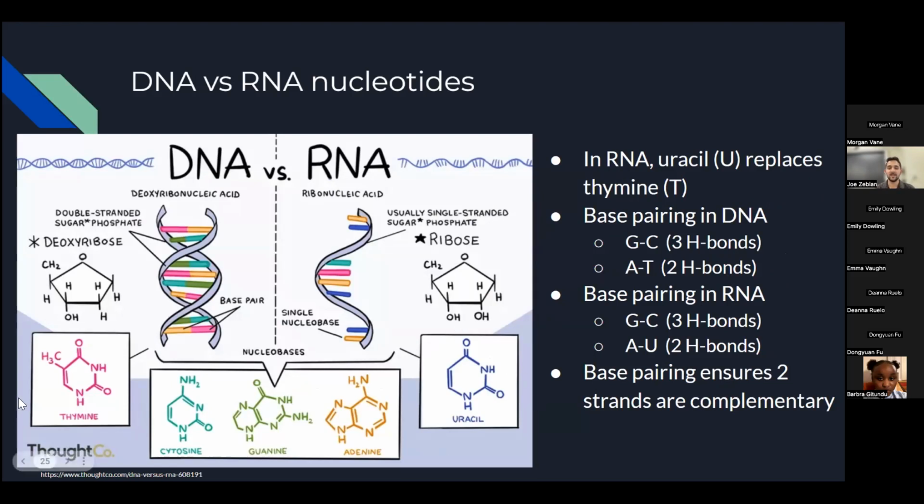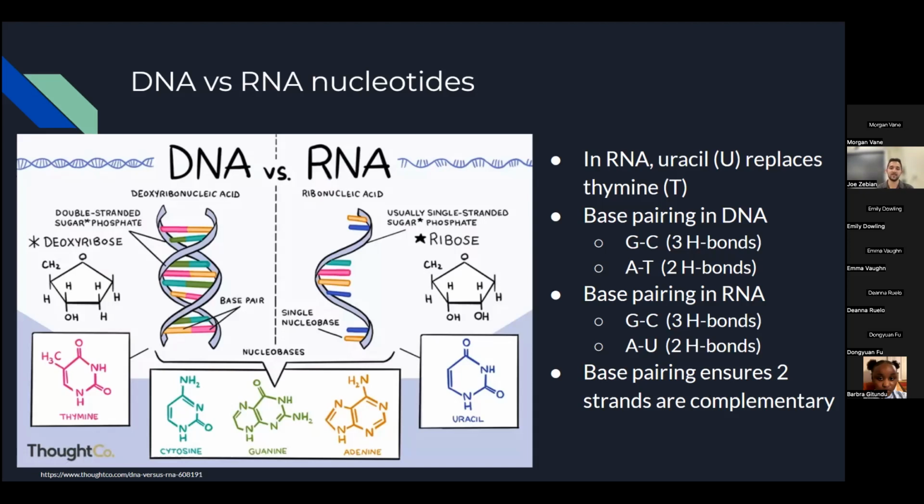In base pairing in DNA, you have GC bonds, so guanine bonding to cytosine. These create 3 hydrogen bonds when they bond together versus adenine and thymine. These create 2 hydrogen bonds. So keep in mind, it is easier to break adenine and thymine bonds than it is to break GC bonds. However, in RNA, G still bonds to C, 3 hydrogen bonds. Adenine bonds to uracil, that's 2 hydrogen bonds.